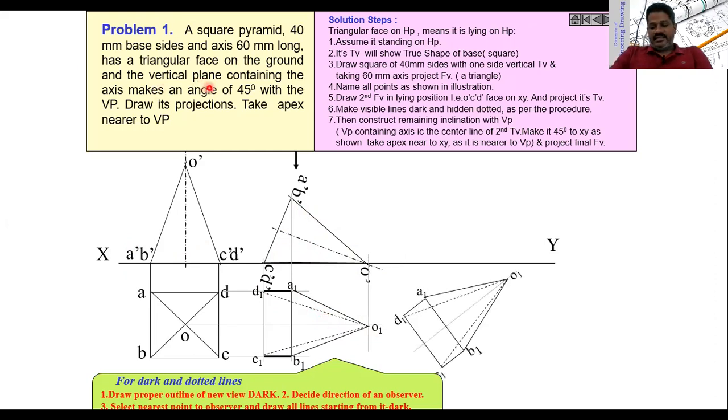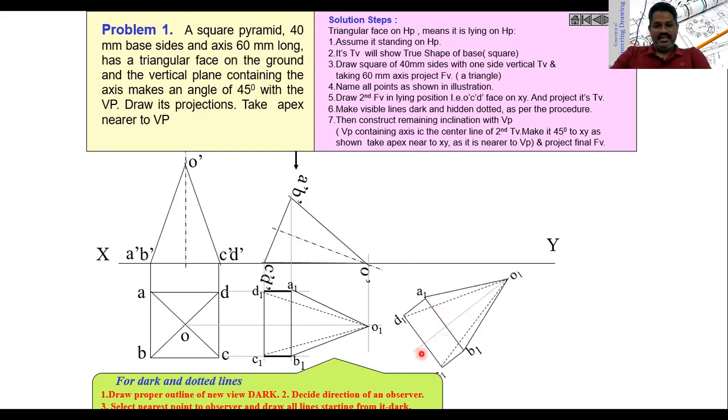Now the other condition given in this problem is that the axis of this square pyramid is making an angle of 45 degrees with HP. Take apex near to VP. That means the apex should be near to the vertical plane, so we have to draw the projections such that the apex is near to the vertical plane.